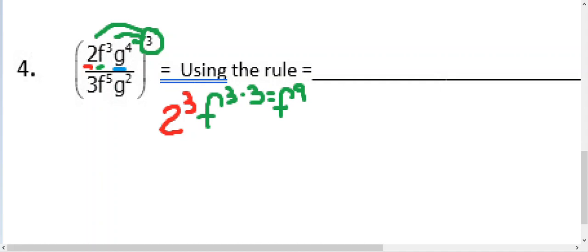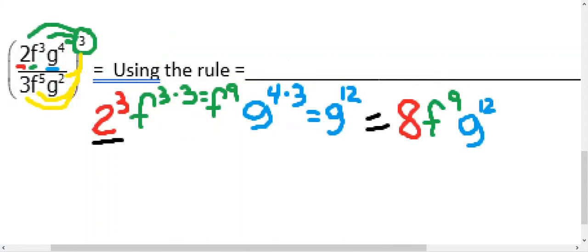And then I can bring it to g. And g, I see, already has an exponent of 4, and now I have to distribute that 3 to it. So I do 4 times 3, which leaves me g to the 12th power. All right, now I have to distribute that 3 exponent to my denominator. I have it highlighted in yellow here. It has to go to everything down there. So I have 3 raised to the third power.